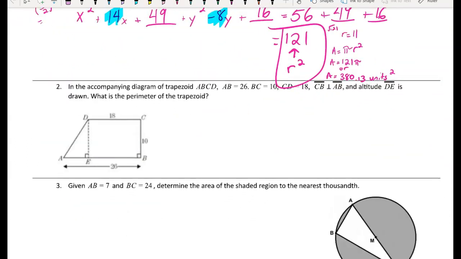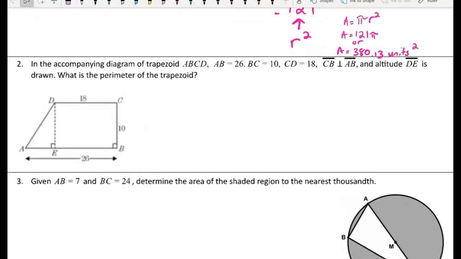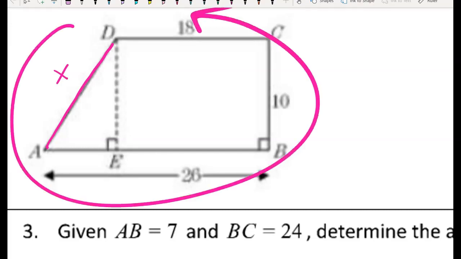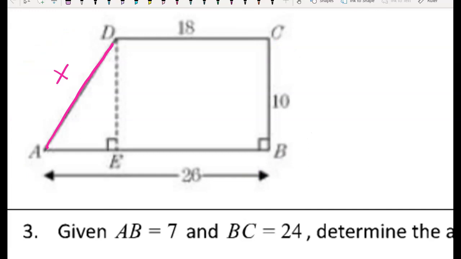For number 2, in the accompanying diagram of trapezoid ABCD, AB is 26, BC is 10, CD is 18, CB is perpendicular to AB, and altitude DE is drawn. And they want me to find the perimeter. Now notice you actually have 3 out of 4 sides, but you're missing this slanted side here of that right triangle on the left. Because remember, the perimeter is just the sum of all the sides around the edge of a figure. Well, I've got a right triangle here.